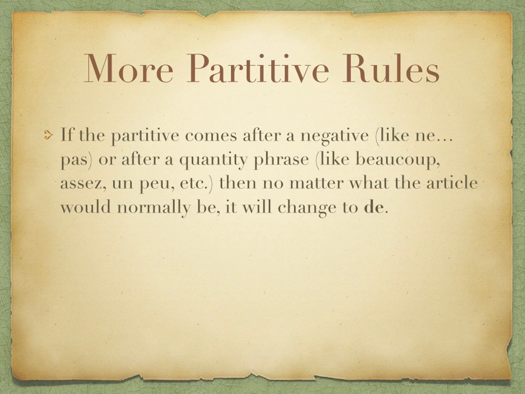There is one extra form of the partitive. If the partitive article comes after a negative, such as ne pas, ne jamais, ne rien, and so forth, or if it comes after a quantity phrase, so you're saying words like beaucoup, a lot, assez, enough, un peu, a little. Then no matter what the article would normally be, no matter if the word following it is feminine, masculine, plural, if it starts with a vowel, no matter what, the partitive will always be de, and nothing else. Let's look at some examples.